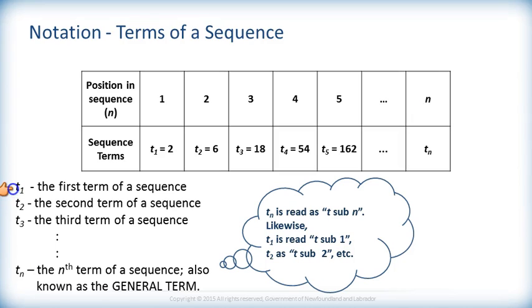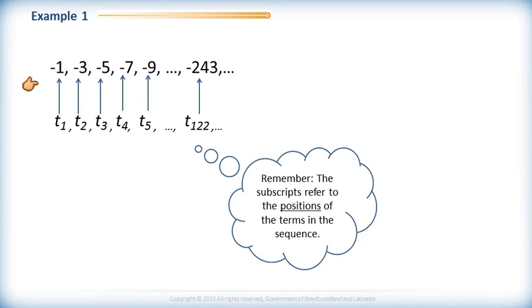We use the subscript system to keep track of the terms that we have in a sequence. So for example, T sub 1, that's the way we read it, represents the first term, T sub 2 is the second term, T sub 3 is the third term, etc. T sub n is the nth term, also known as the general term. So for example, if I had this sequence, -1, -3, etc., negative 1 would be the first term, T sub 1, T sub 2 is this one, T sub 3 is this one. Again, remember, the subscripts refer to the positions of the terms in the sequence. The subscripts are not the terms themselves.